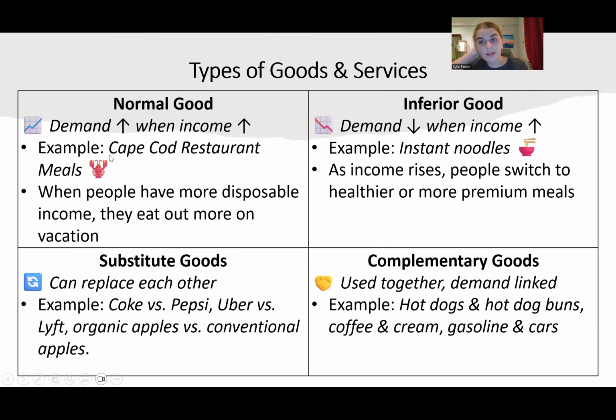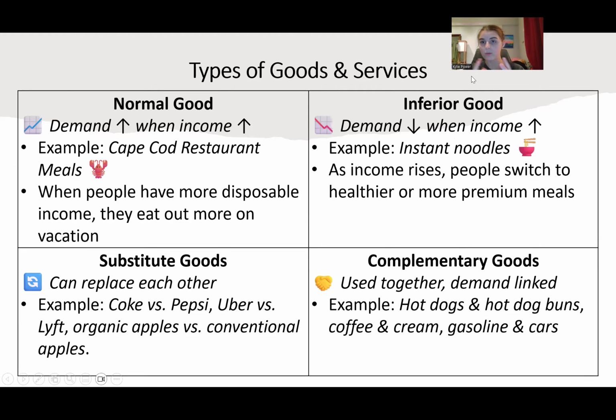For example, anything like a nice meal you want to buy, anything that if you had disposable income, you would probably consume more of. So maybe you go on more vacations if you have more money to spend, you eat out a little bit more, you splurge on clothes a little bit more, that kind of stuff. And then we have inferior goods.